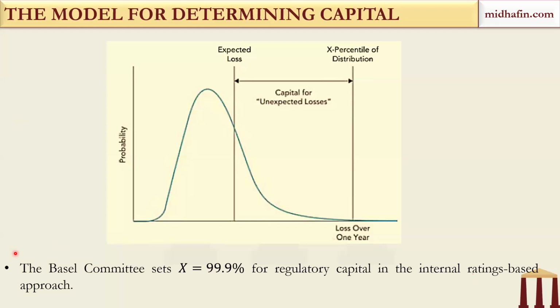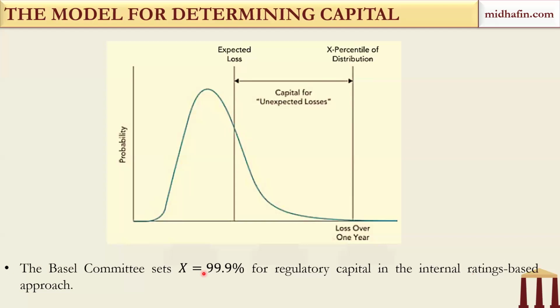So basically the bank should have sufficient capital, according to the regulator, of course, that it is able to cover losses 99.9% of the time. So 99.9% is nothing but 999 by 1000. So 999 out of 1000 times the bank should be able to survive.